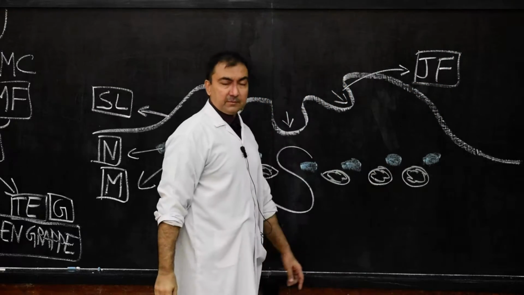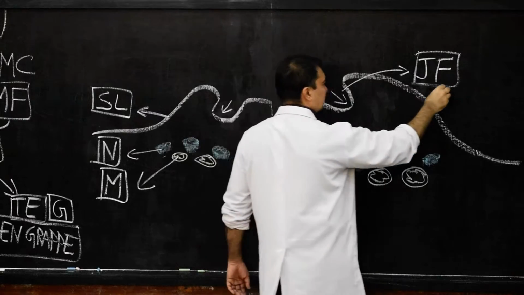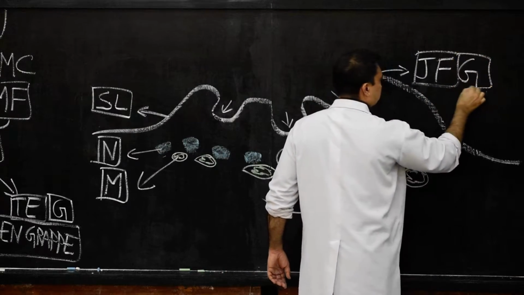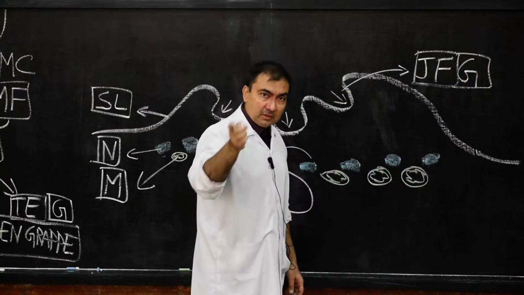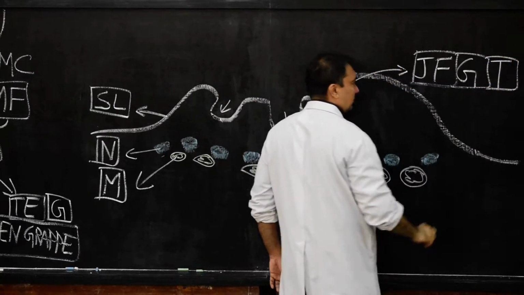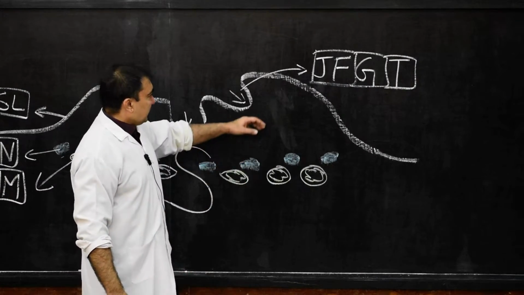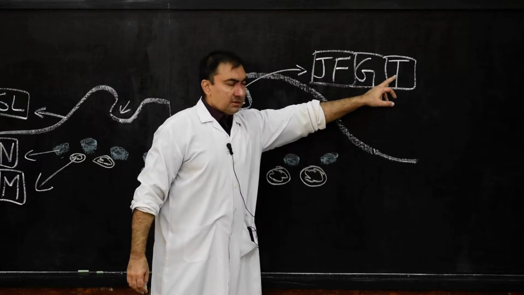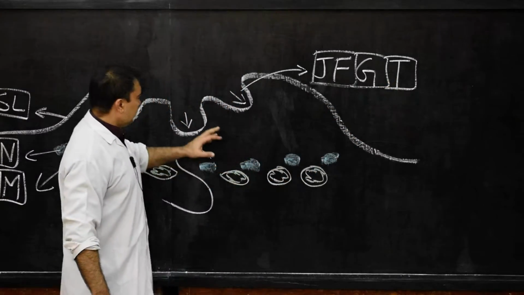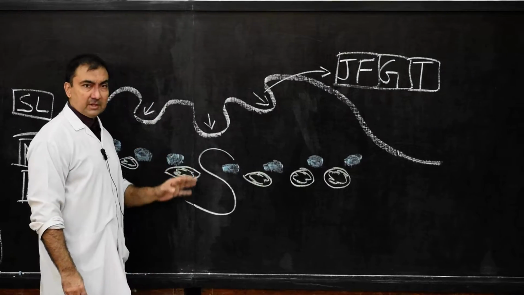Please note down this terminology. They are called junctional folds, or they are also known as the gutters, simply gutters, or they are also known as the troughs, T-R-O-U-G-H-S. Please note down. So they are called junctional folds or gutters or troughs. So therefore these are the junctional folds. They are the depressions present on sarcolemma.